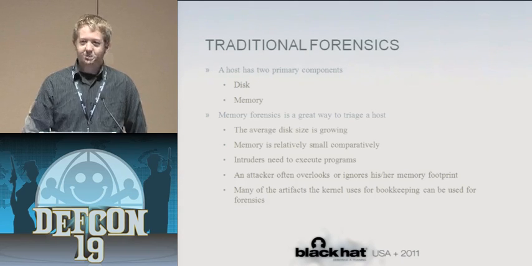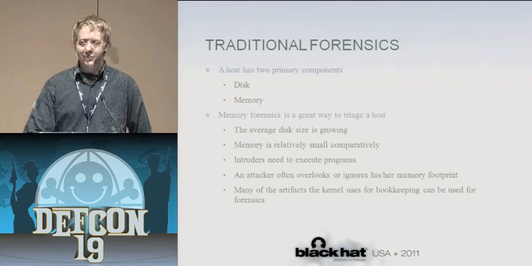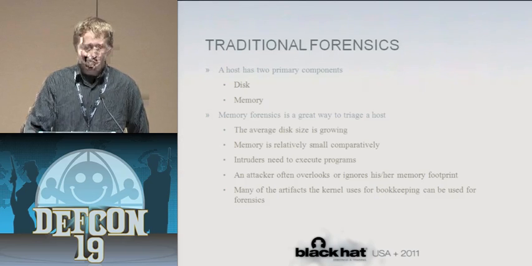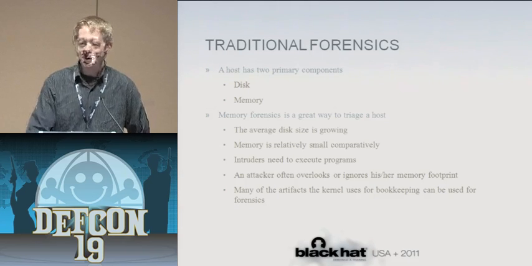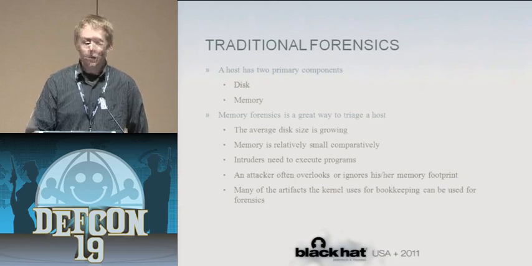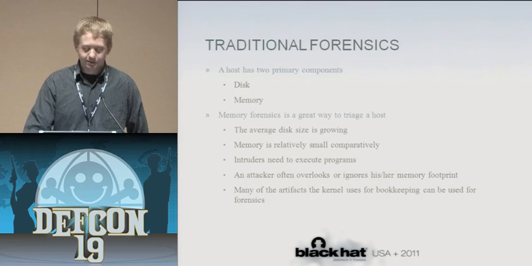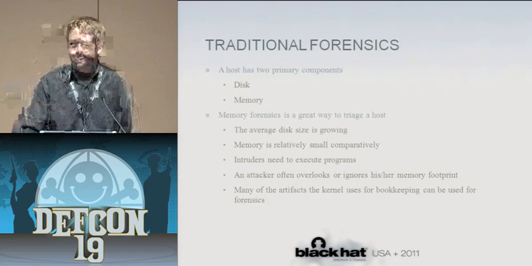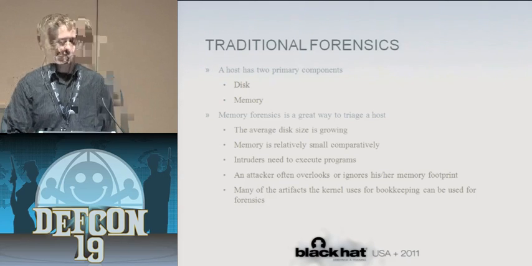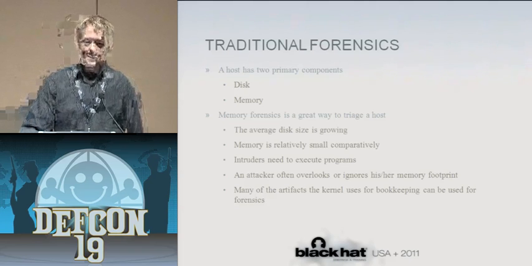Traditional forensics is a broad overview. A host has two large sources of information for forensics: the disk and memory. Lately, memory has become a great way to triage a host, say in a forensics investigation. The reason is that the average size of disk is growing extremely high. Most hard drives out there come at least 250 gigabytes. I know people in this room probably have way more storage space than that. So searching through that whole image or just dumping a full copy of the hard drive is getting to be a much longer process. And memory can really help you speed up what you're looking for.